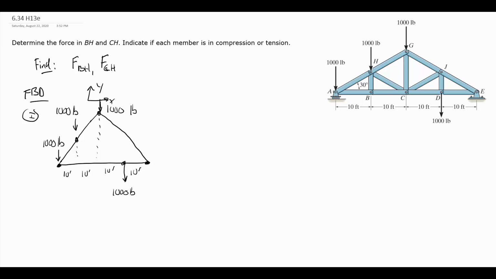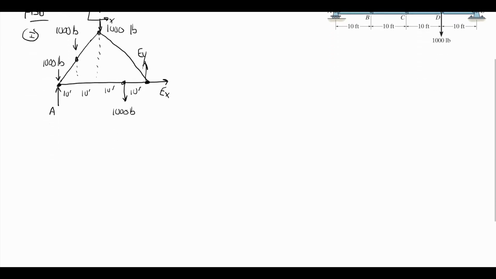At A, we have a roller. It allows horizontal translation, but not vertical. So I am going to have a force I'll call A at that location, vertically up. And at E, where I have a pin, I'm going to put a horizontal component of force and a vertical component of force. So knowing it was statically determinate, if I look at the free body diagram, there are three unknowns, so I will be able to solve those unknowns.